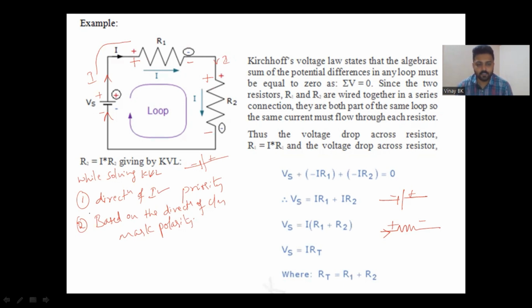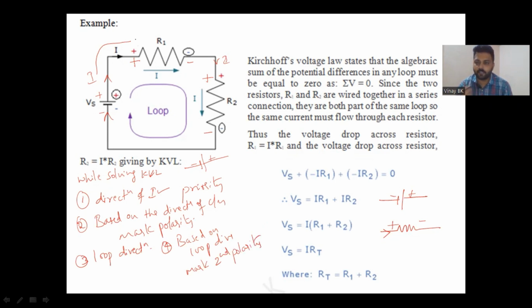The direction of current always flows from higher potential to lower potential. So third point, if they are given the loop direction, that is fine. If they are not given the direction of loop, give a loop direction, either clockwise or anti-clockwise. So here I am giving a clockwise direction loop. And the fourth point is, based on the loop direction, mark the second polarity.